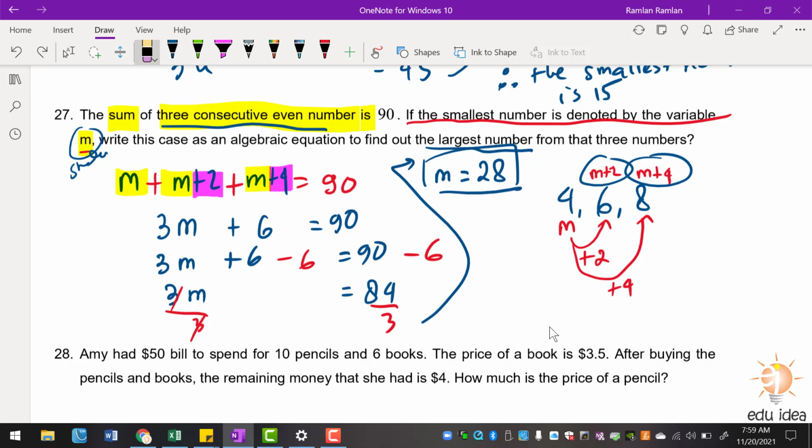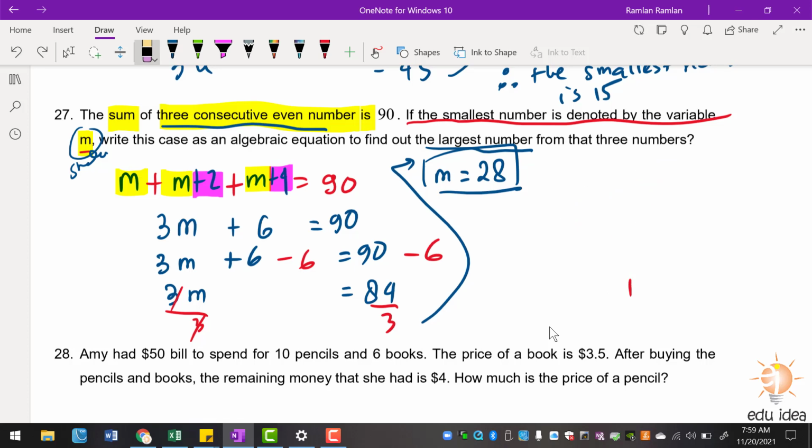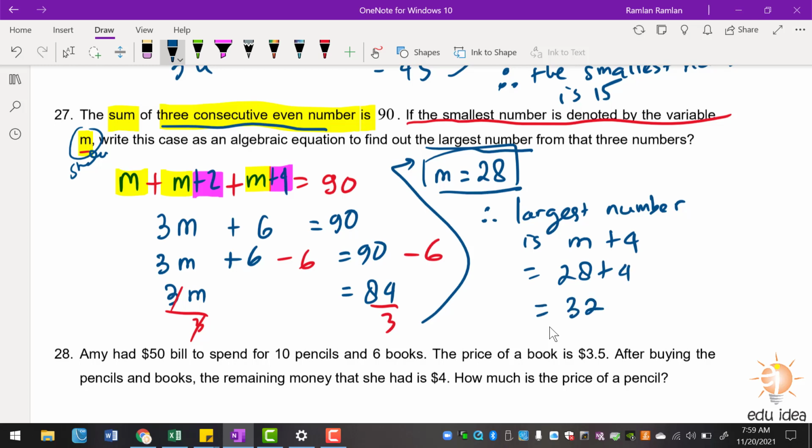So I'm going to erase this one. Which means that the largest number is m plus 4. And since we know that m is 28, substitute that m with 28. So that will be equal to 28 plus 4, and that will be equal to 32.